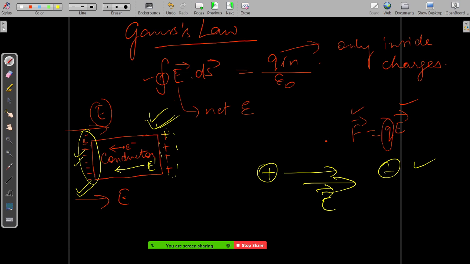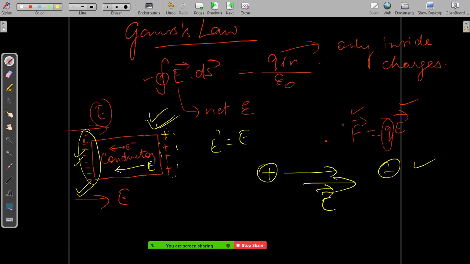there will be an electric field inside the conductor also, from positive to negative. That will be E dash, right? Understood? Since we have a lot of electrons in the conductor, these charges are going to accumulate and accumulate and accumulate till a point comes when E dash becomes equal to E.